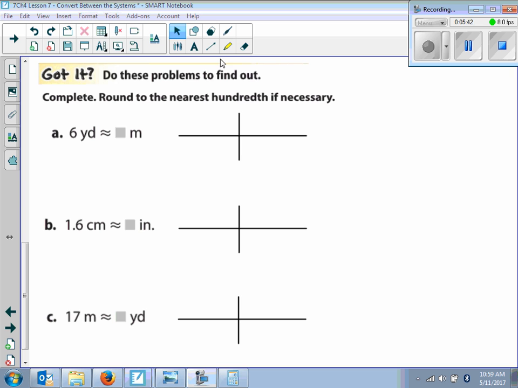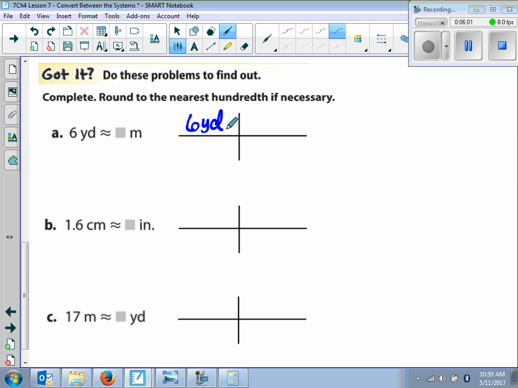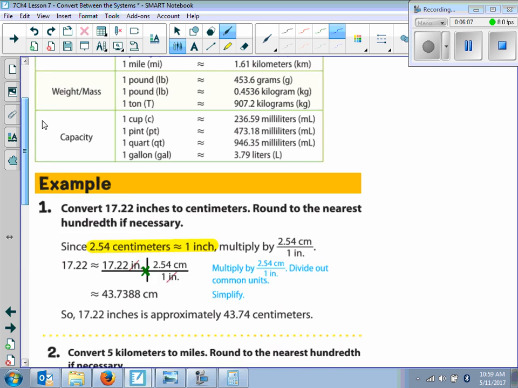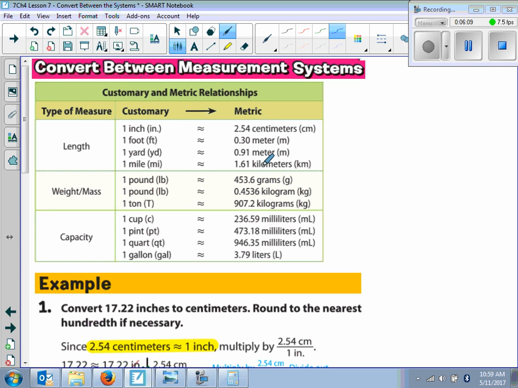All right, so here we want to convert, and we want to round to the nearest hundredth if necessary. So we are going to convert 6 yards to meters. So in the starting block here, we're going to put 6 yards, right? Now we are converting from yards to meters. So yards to meters, we need to go back up to our conversion chart. And let's see, what do we have? Yards to meters. Do you see it?